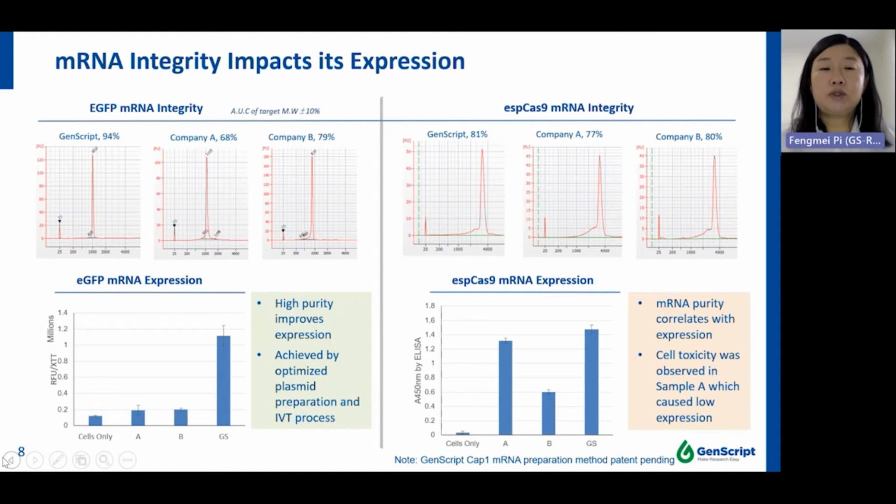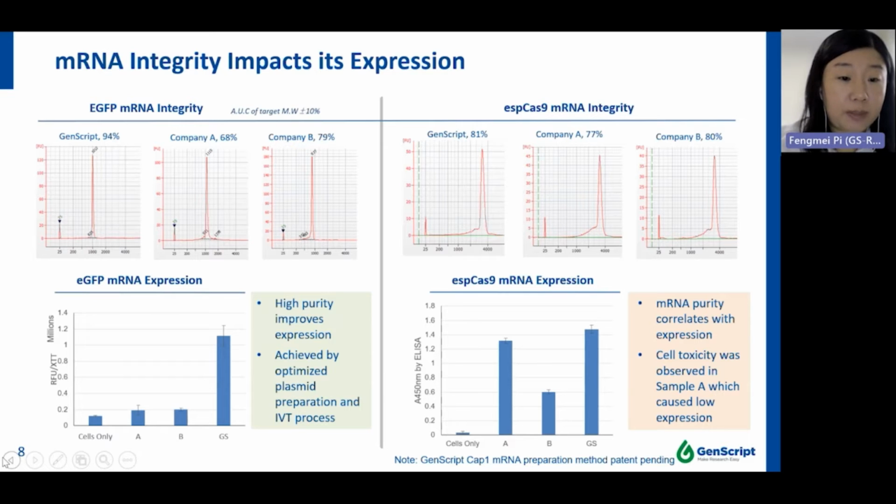Yeah, next I would like to introduce the key features that impact mRNA quality and efficacy. The first thing, very importantly, is to think about the integrity, which is the mRNA purity. Here we tested the integrity of mRNA by Bioanalyzer, a type of capillary electrophoresis. Using our optimized in vitro transcription condition and purification process, we could reach a purity of more than 95% of the RNA for the EGFP.